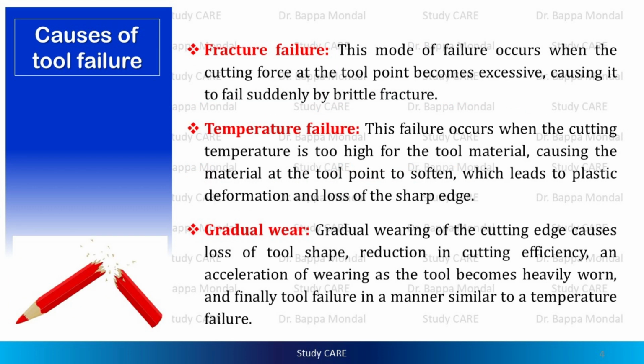Fracture failure. This mode of failure occurs when the cutting force at the tool point becomes excessive, causing it to fail suddenly by brittle fracture. Temperature failure. This failure occurs when the cutting temperature is too high for the tool material, causing the material at the tool point to soften, which leads to plastic deformation and loss of the sharp edge.